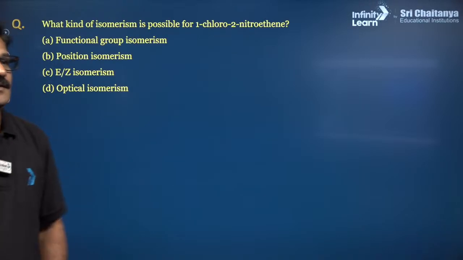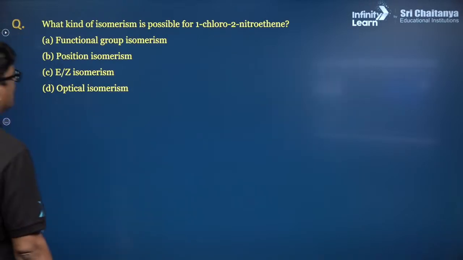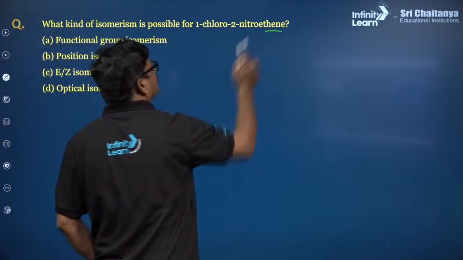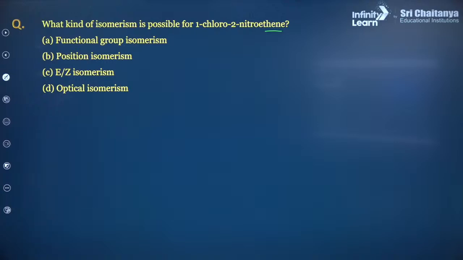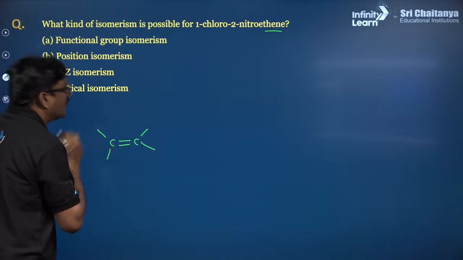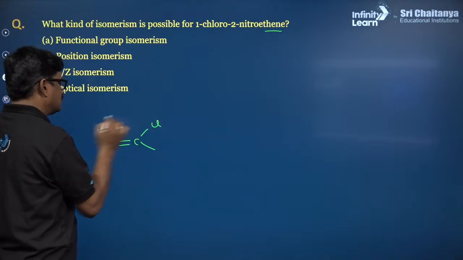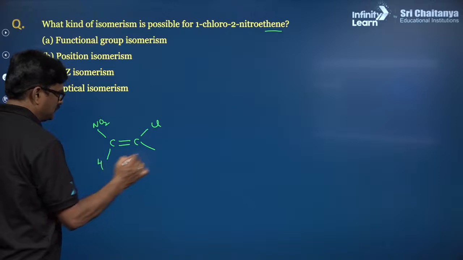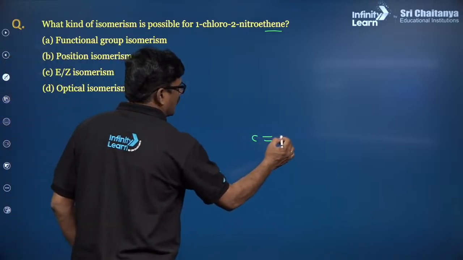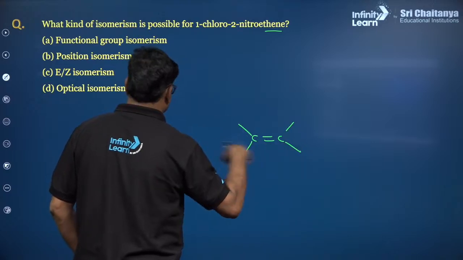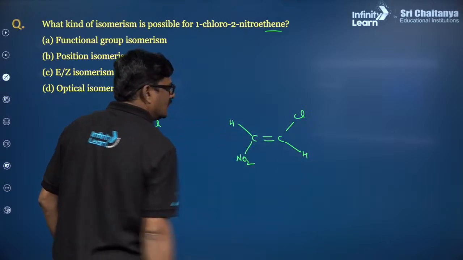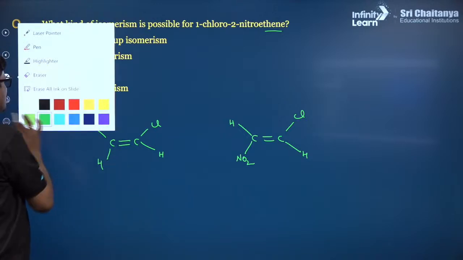Next, talking about one more question. What kind of isomerism is possible for 1-chloro-2-nitroethene? Ethene, it's an alkene. So what is ethene? This is your ethene. 1-chloro-2-nitroethene. So when it comes to this, they are geometrical isomers.